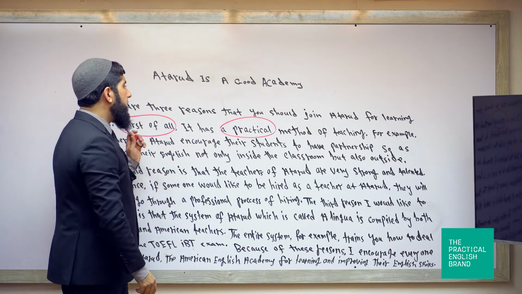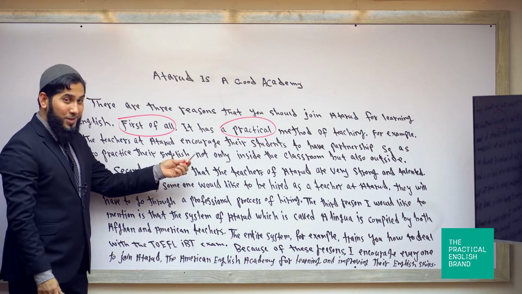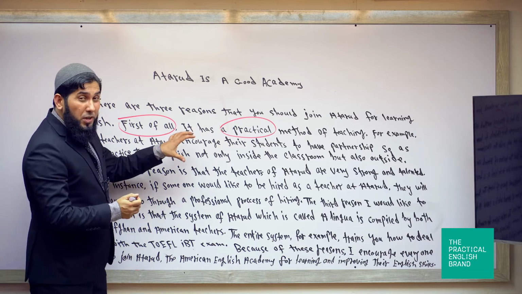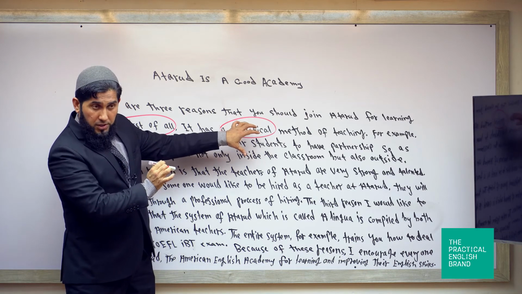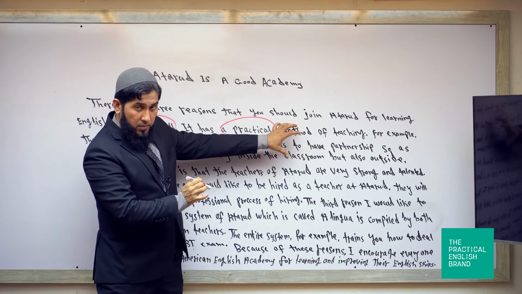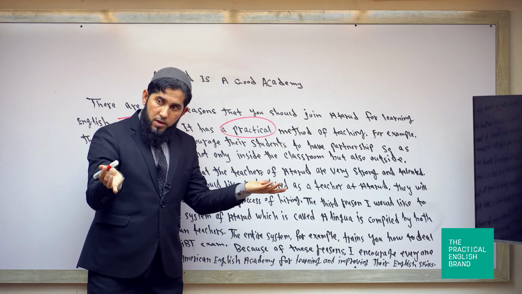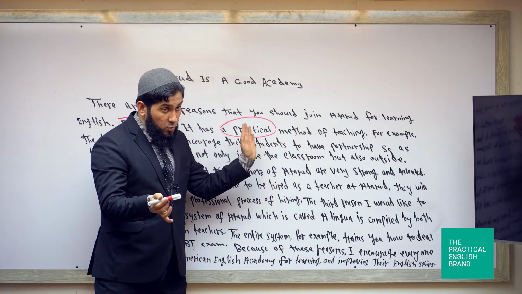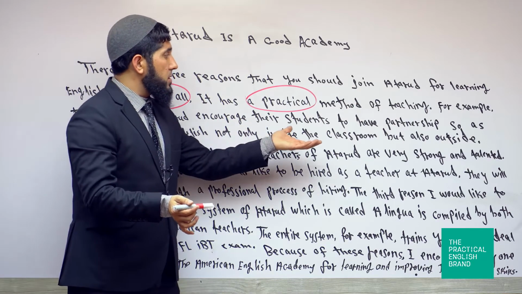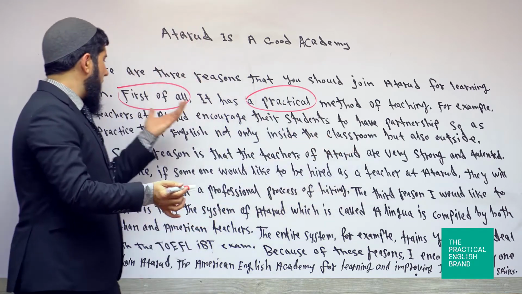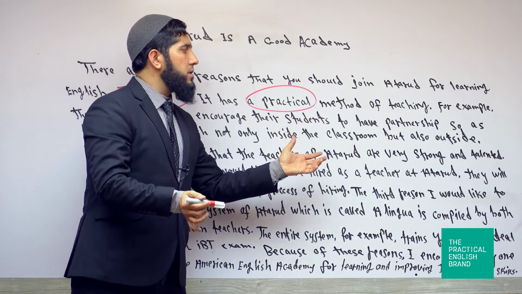So, and after that, for example, the teachers at Atarut encourage, now, look, you need to bring some examples in order to support your reason. So the first reason is the practical methodology, right? So if it is a practical methodology, what's going on there? Now the sentence which comes after that, for example, the teachers at Atarut encourage their students to have partnership so as to practice their English not only inside the classroom, but also outside.